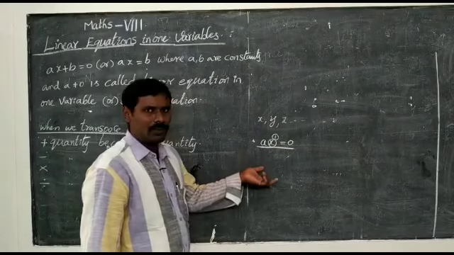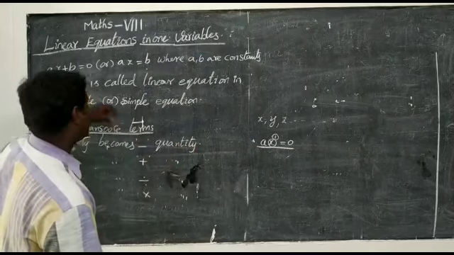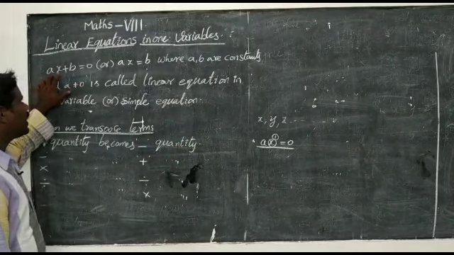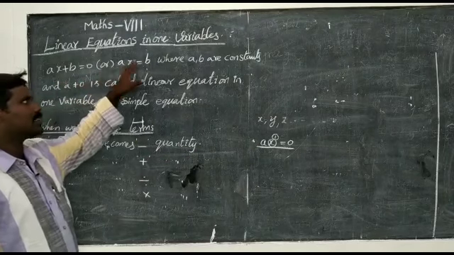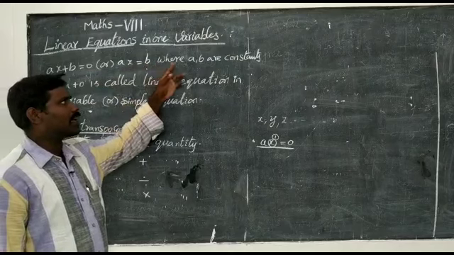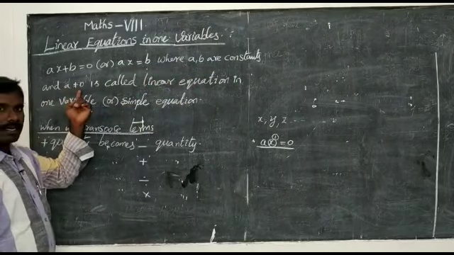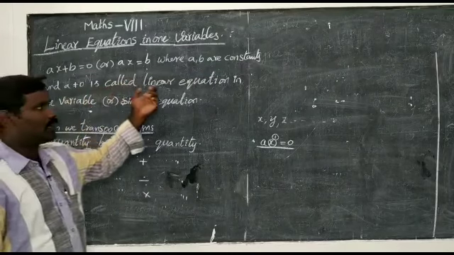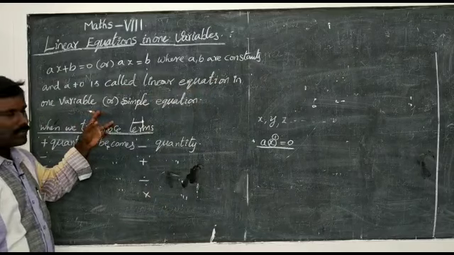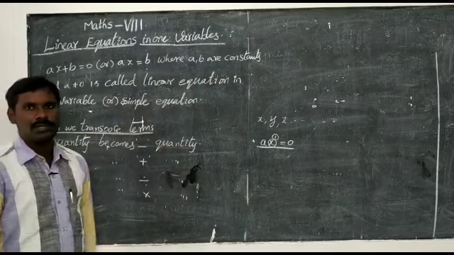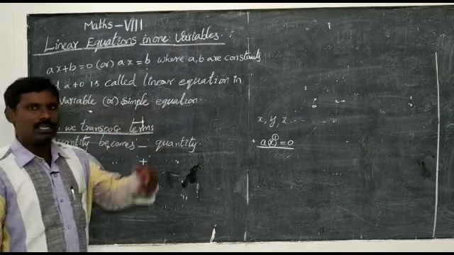What is the general form, or standard form, of a linear equation? ax + b = 0 or ax = b, where a and b are constants and a is not equal to 0, is called a linear equation in one variable. A linear equation in one variable is also called a simple equation.